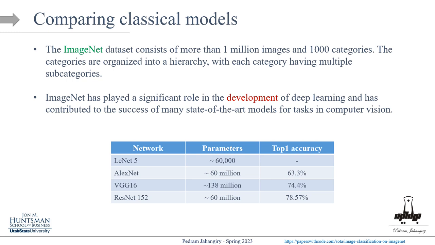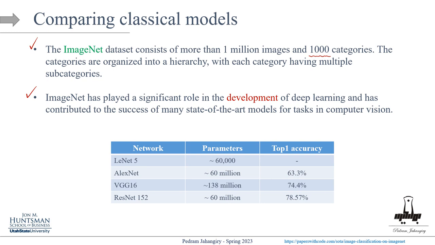Okay, let's compare the performance of these classical models using the ImageNet dataset. For those of you who are not familiar with ImageNet, it's a classical dataset consisting of more than 1 million images with 1,000 categories, right? As you can imagine, there is almost anything you can think of there, from vehicles to animals to mammals, you name it. It's very broad. And the categories are also organized into a hierarchy, with each category having multiple subcategories, right? So this is a famous dataset, and it has played a significant role in the development of deep learning in general, and of course has contributed a lot to the success of state-of-the-art models in computer vision.